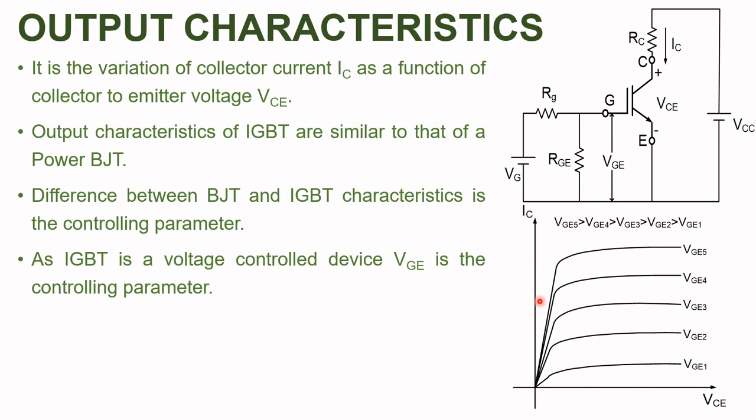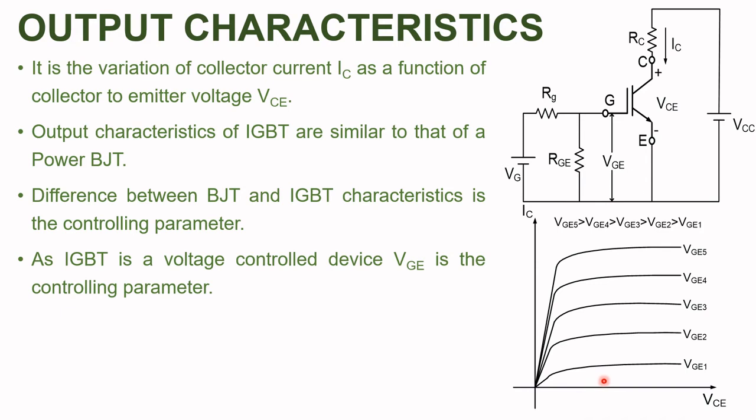The first one is the saturation region. It is the region in the figure where the values of collector to emitter voltage are very low, but the values of collector currents are very high. Another region is the active region, which we are not going to use for power electronics application. The next region is the cutoff region.